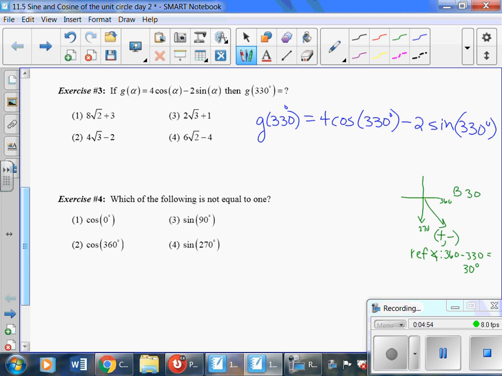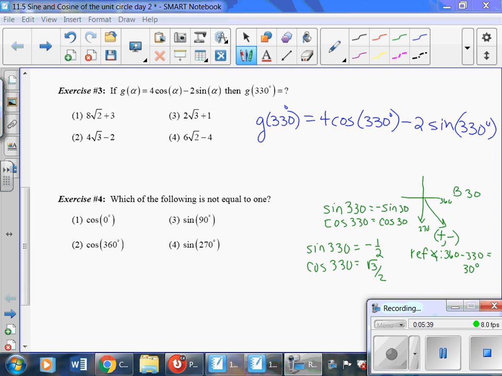So you can just take a minute and say, well, that means that the sine of 330 is equal to negative sine of 30, and the cosine of 330 is equal to the positive cosine of 30. All right, so when we consider this now, what is the sine of 30 degrees? Well, we just talked about that. The sine of 30 degrees is a half. So that means that the sine of 330 is equal to negative 1/2, and the cosine of 330 is equal to radical 3 over 2.